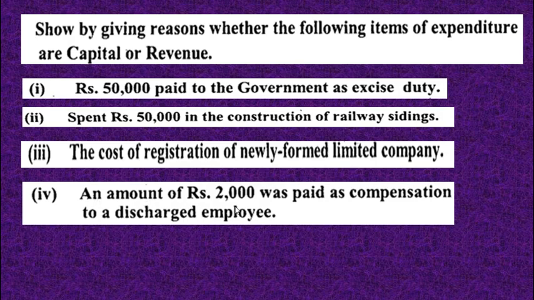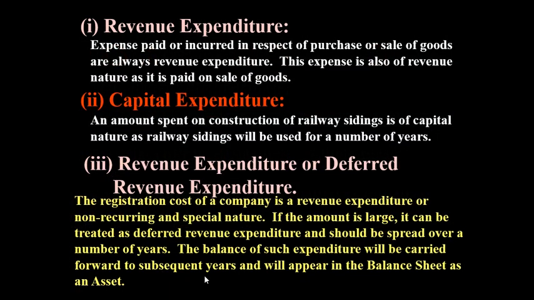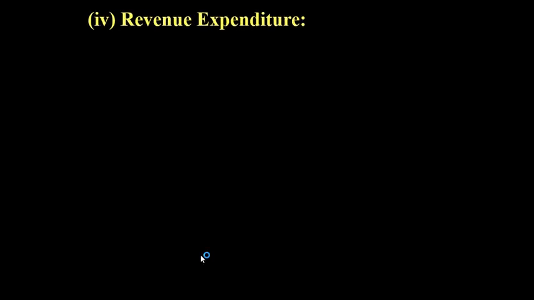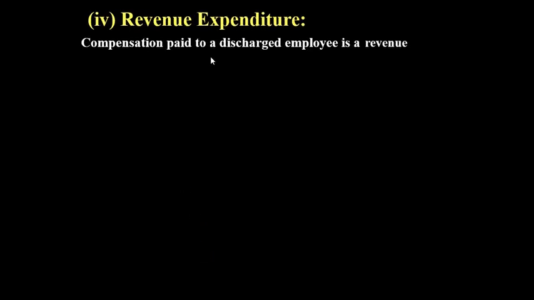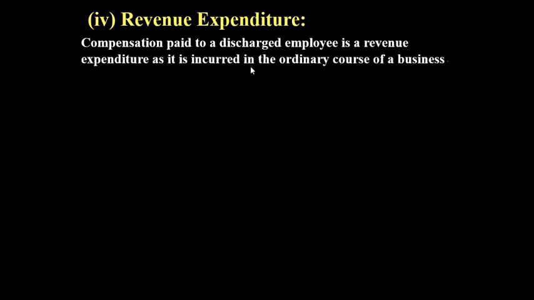An amount of rupees 2,000 was paid as compensation to a discharged employee. Revenue expenditure. Compensation paid to a discharged employee is a revenue expenditure as it is incurred in the ordinary course of business.